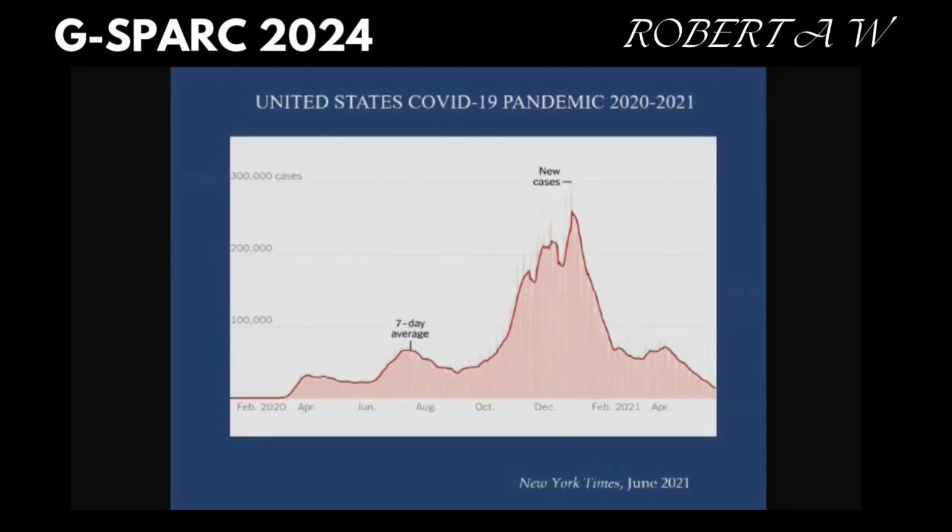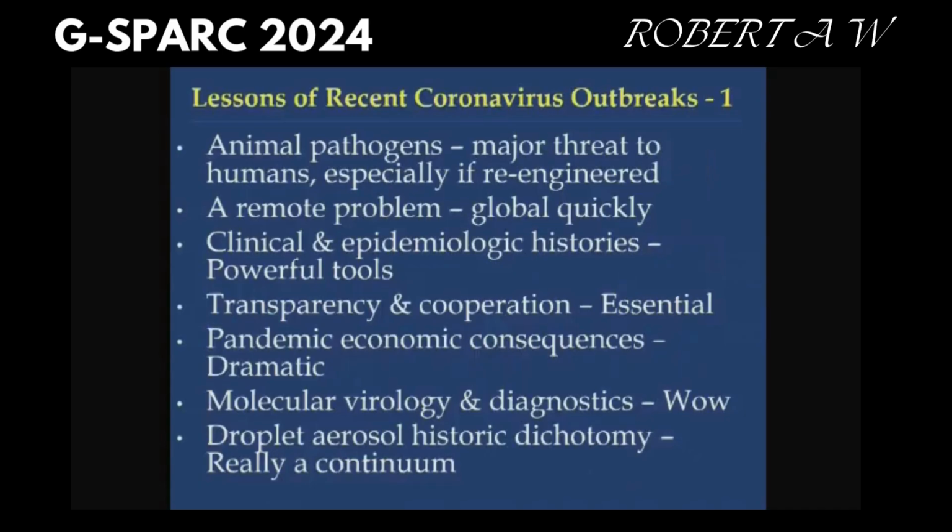And then the last and most recent pandemic is that of SARS-CoV-2, which causes COVID-19 infection. I just wanted to go through a number of lessons we've learned very recently. The first is that animal pathogens can cause a major threat to humans, especially if they're re-engineered. And we still don't know whether SARS-CoV-2 is totally from the environment or is partially re-engineered. We also learned that a remote problem can become a global problem in just days or weeks.